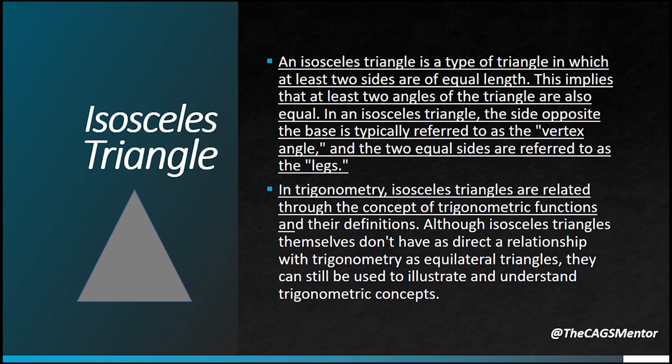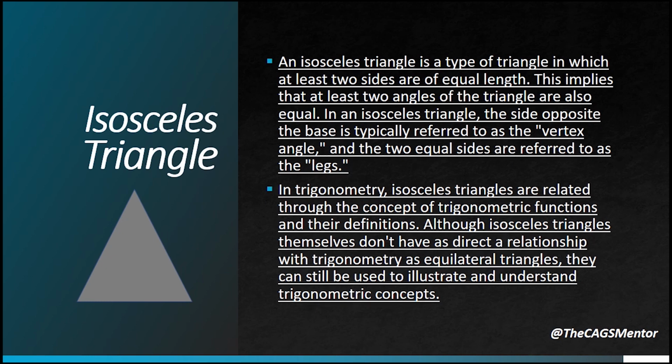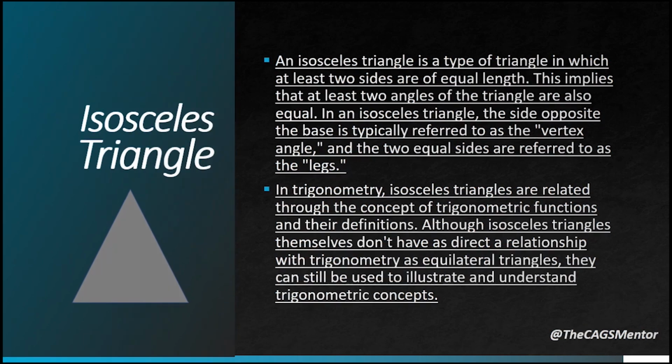In trigonometry, isosceles triangles are related through the concept of trigonometric ratios and their definitions. Although isosceles triangles themselves don't have as direct a relationship with trigonometry as the equilateral triangle, they can still be used to illustrate and understand trigonometric concepts.